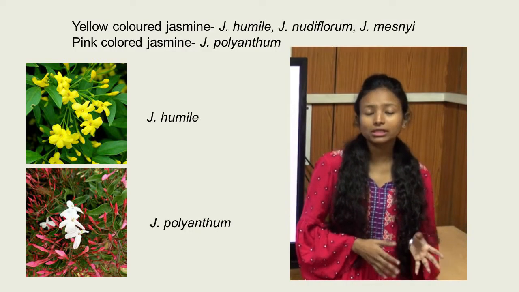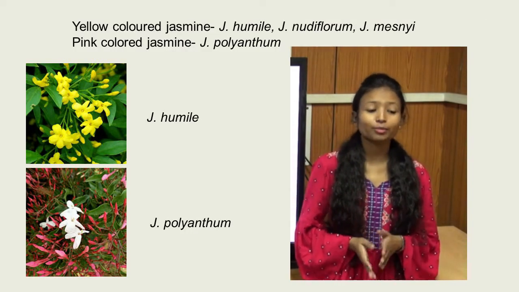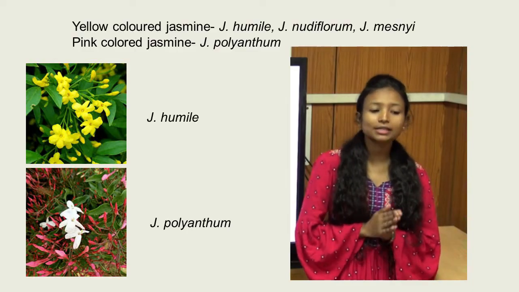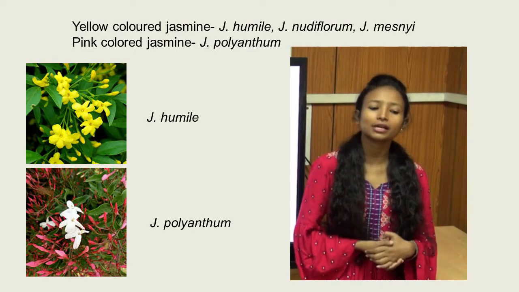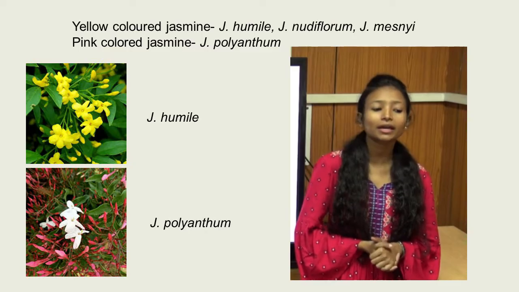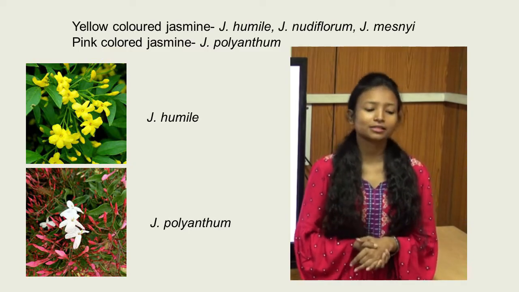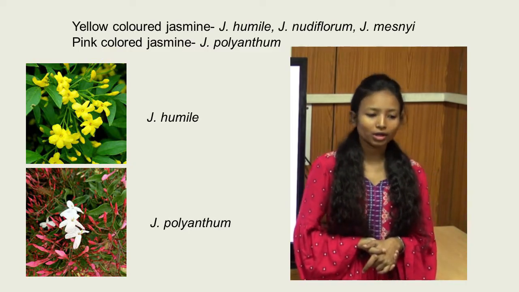Apart from that, we have mostly seen jasmine in white color, but there are species which are yellow in color, such as Jasminum humile, Jasminum nudiflorum, and Jasminum mesnyi, and there are also pink colored jasmine such as Jasminum polyanthum.